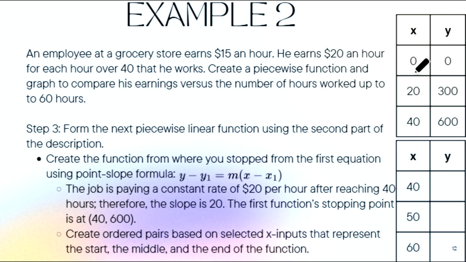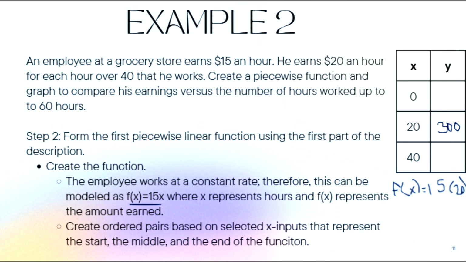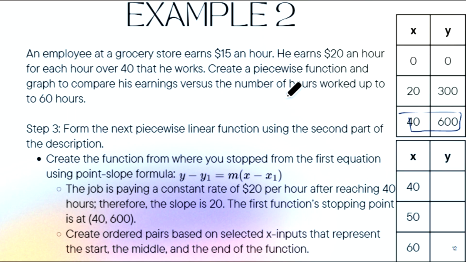Now, form the next piecewise linear function using the second part of the description. Create the function from where you stopped, which is 4600, sorry. Using point slope formula. So we did this before, okay? The job is paying a constant rate of $20 per hour.